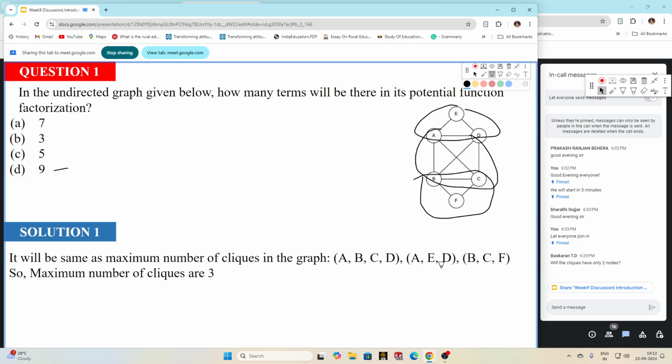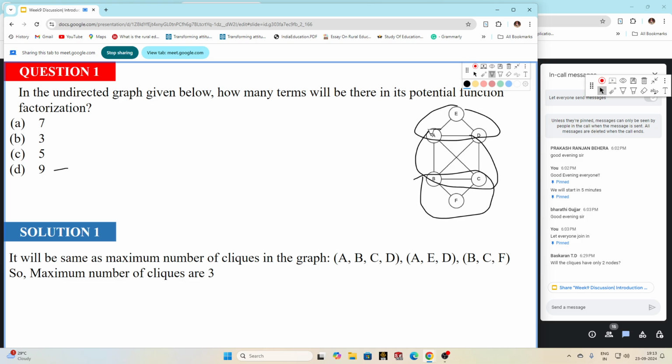So while forming a clique, we should not consider the cross connection, is it? If that is the case, please repeat. I mean to say, the crossing communication cannot be considered. If you consider ABC, then this AC link is disturbed by this BD link. That is why we cannot take ABC. Similarly, we cannot take BCD. So that is why the maximum number of cliques is 3. Is there any other possibility?